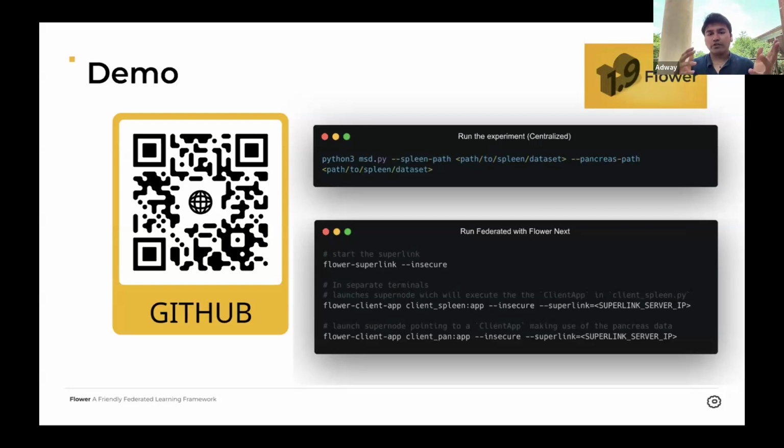But effectively, what you'll do is start your Superlink, and you can have clients which are training for a particular organ. You can start those clients, connect them to the Superlink, and begin training.